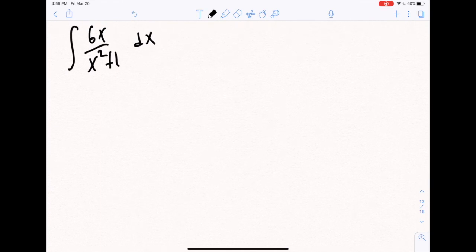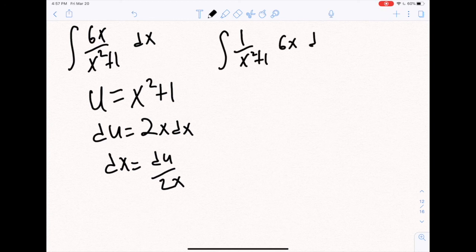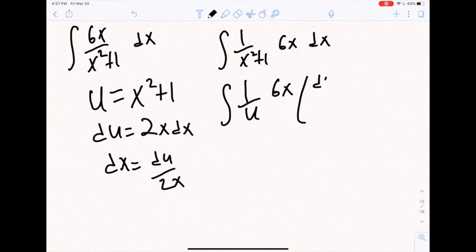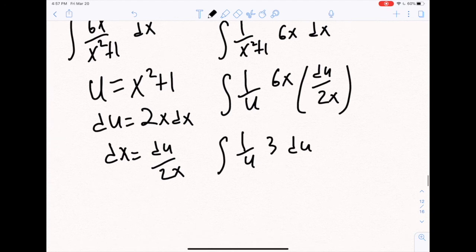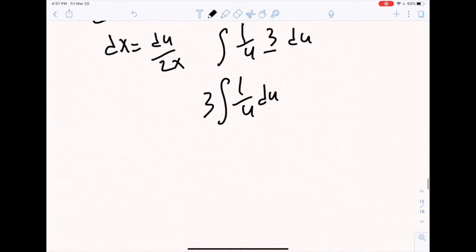One more example. We have the integral of 6x divided by x squared plus 1. So we let u be the bottom part, and then du will be 2x dx, or another way to say that is dx equals du divided by 2x. So our integral becomes the integral of 1 over x squared plus 1 times 6x dx. We can rewrite that as 1 over u times 6x times, and remember dx is now du divided by 2x. So we get the integral of 1 over u times 3 du. But this constant 3, we can pull it out, and so we get 3 times the integral of 1 over u du, which is 3 natural log absolute value of u plus c.